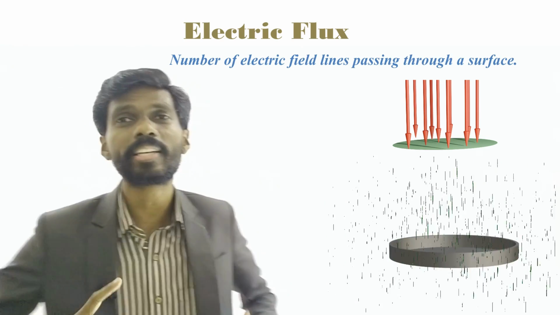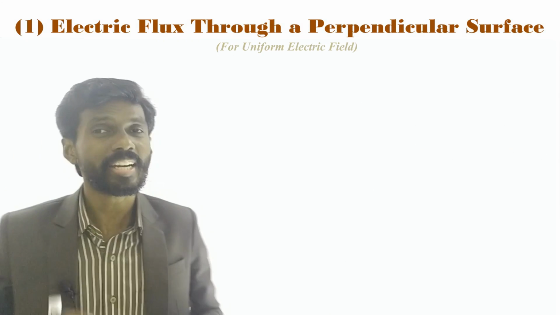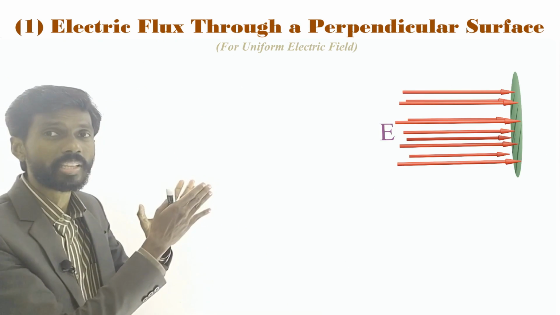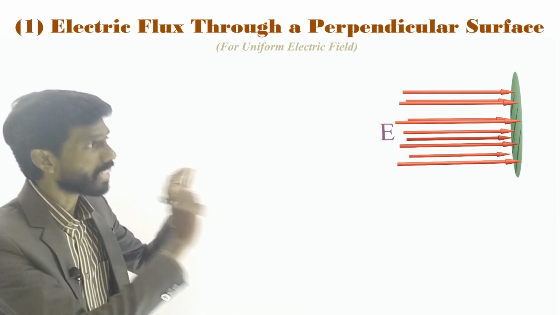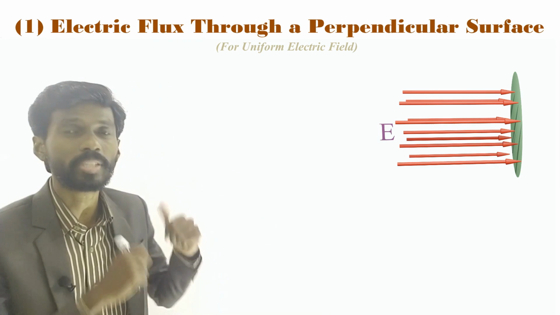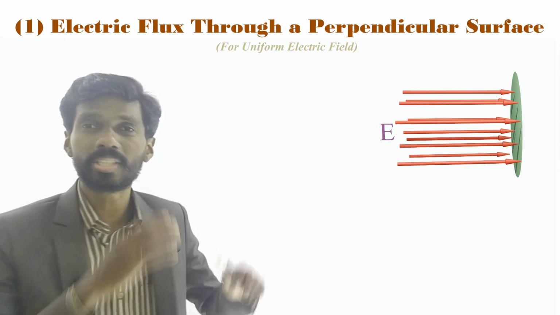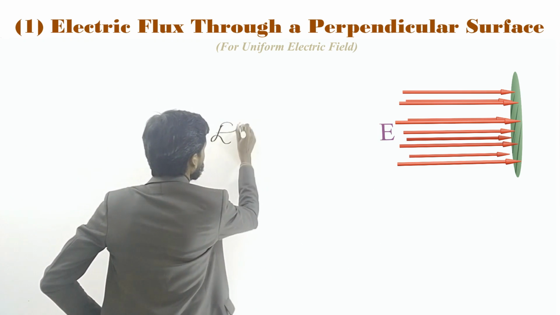Okay, now the first point here is, this is not the most general case of electric flux, it is only a particular case when the electric field is perpendicular to the surface. So this case is very important because in most cases you will come across situations like this, when the electric field is perpendicular to the surface. That is why we have taken this up separately before the most general formula. So when the electric field is perpendicular to the surface, then the electric flux is defined as this.